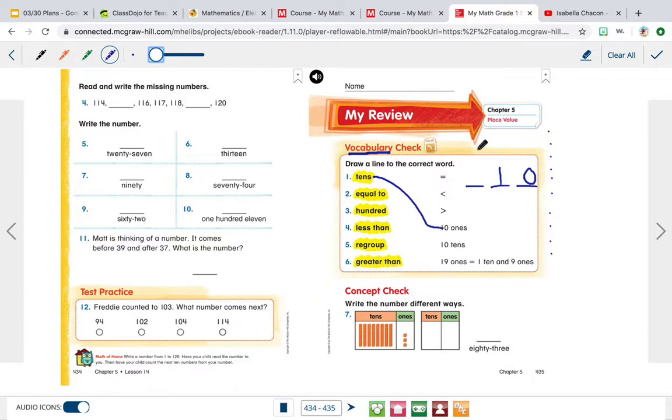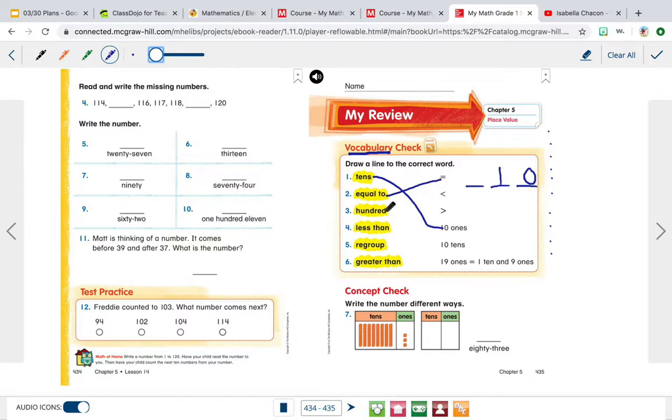Now, equal to. Which one of these is our equal to sign? This one? The alligator eating this number or the alligator eating this number? Which one is our equal to sign? I hope you said this one.